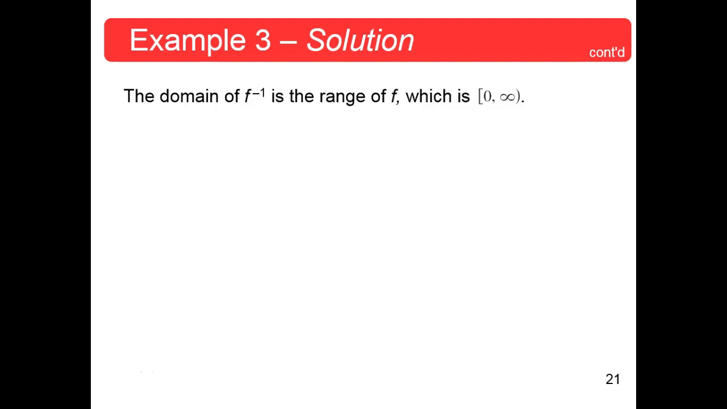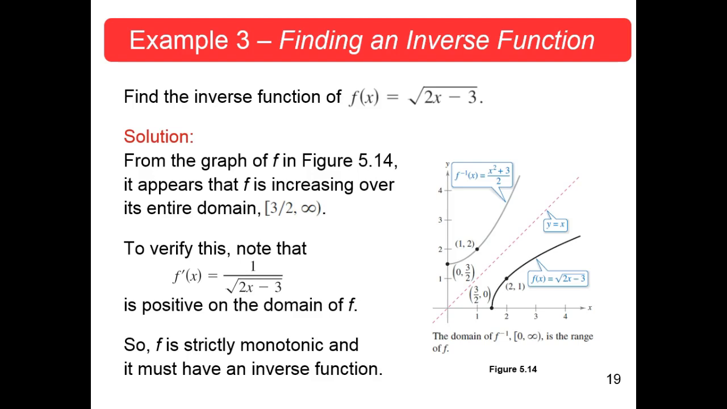And that then the domain of F inverse is the range of F, which was 0 to positive infinity. The domain of F inverse. If you go back and look at the graph, the domain of F is from 1.5 to positive infinity. The range of F is from 0 to positive infinity. So that makes the domain of F inverse from 0 to positive infinity, and the range of F inverse from 1.5 to positive infinity. So the domain and range exchange with each other.